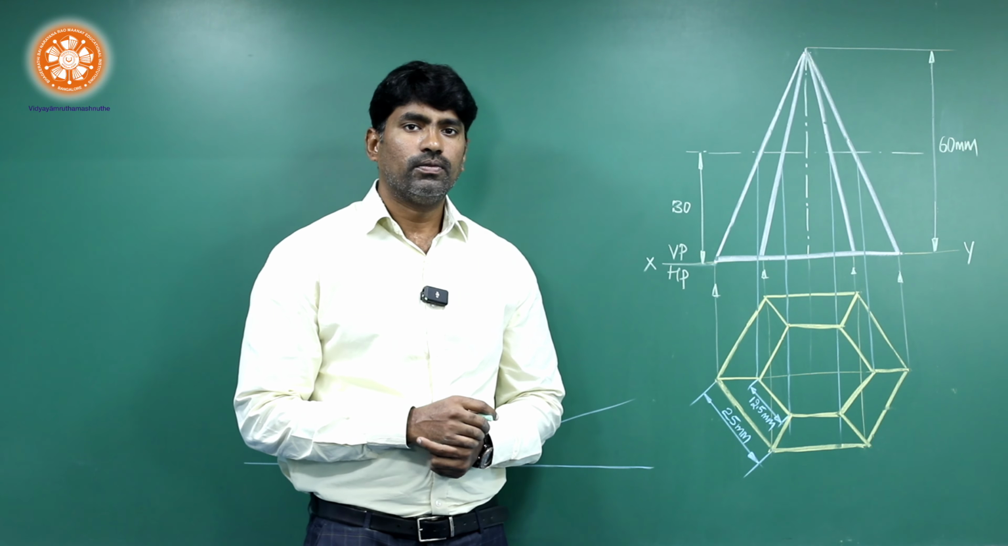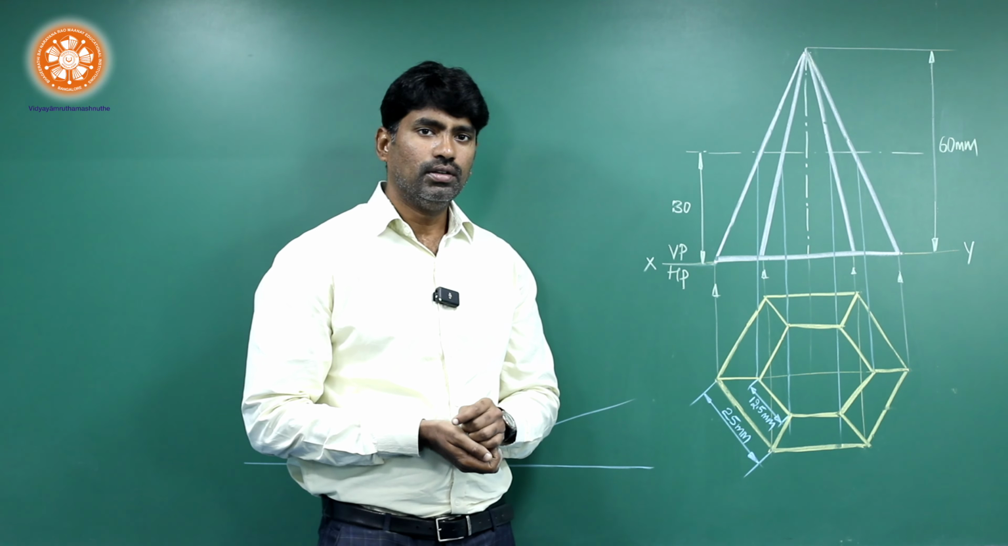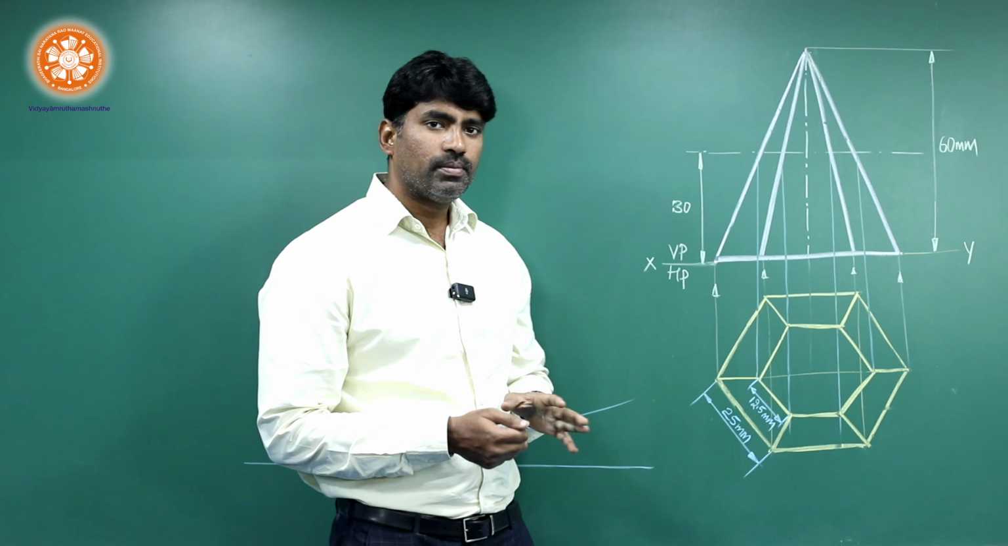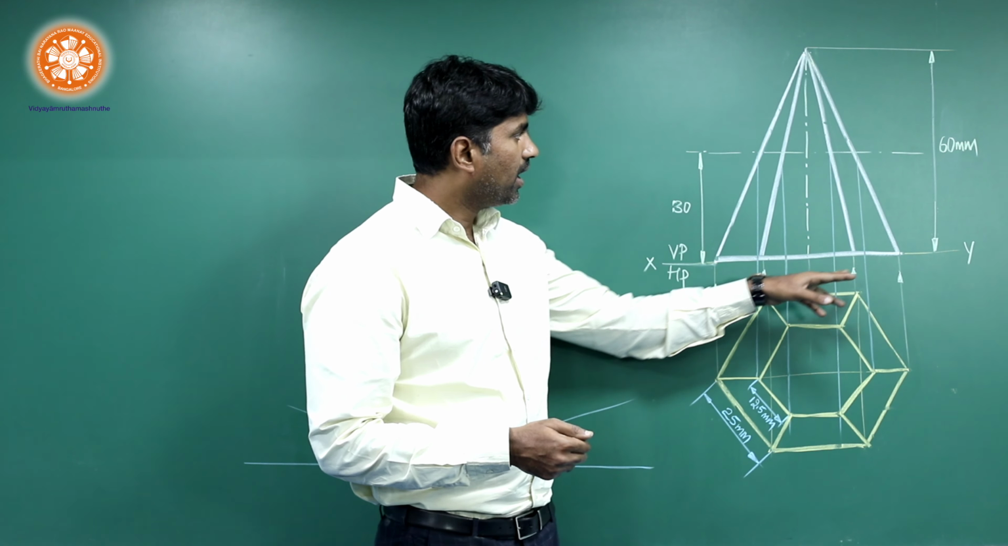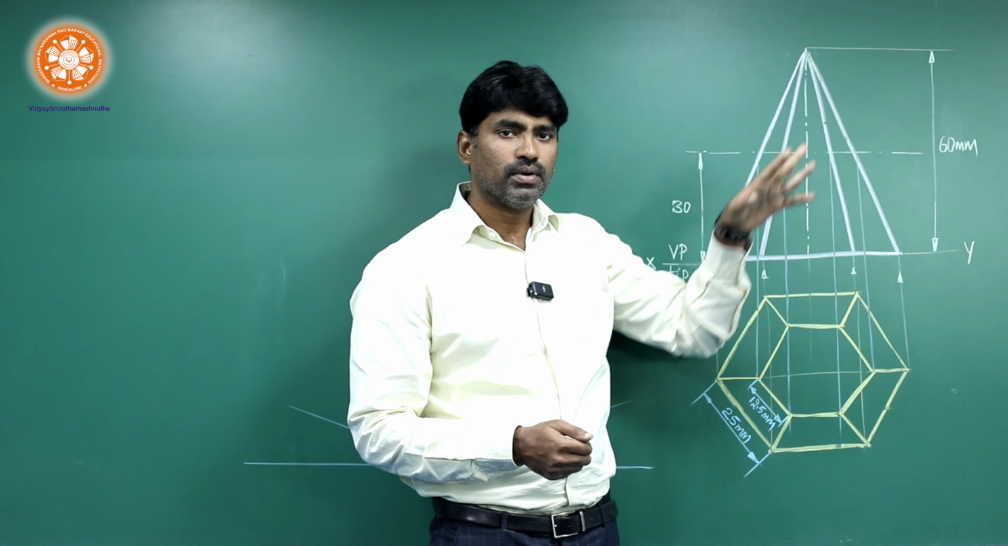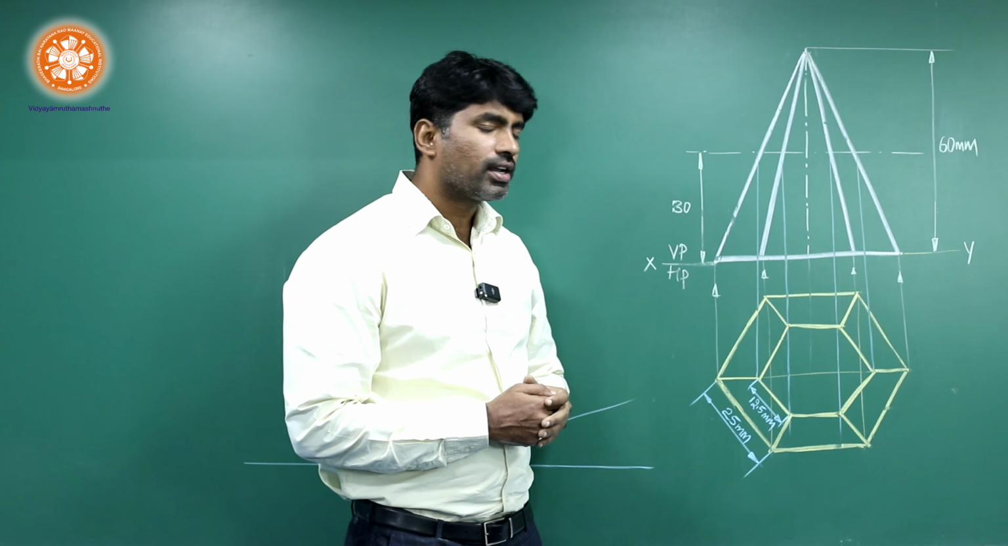For the given problem, we have drawn the orthographic projection. Here, a hexagonal pyramid is given with sides of 25 mm and an axis height of 60 mm. We can observe one condition: two of the edges are parallel to VP. So we have considered these two edges as parallel to VP. By this time you should know how to draw the front and top view of any given solid.